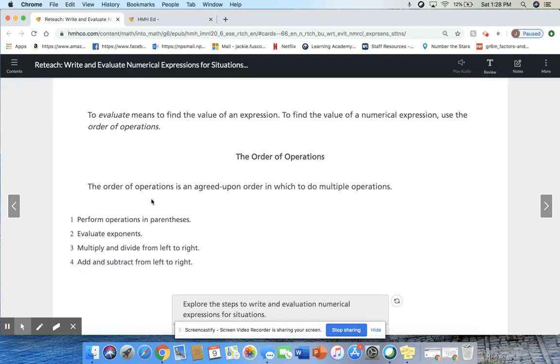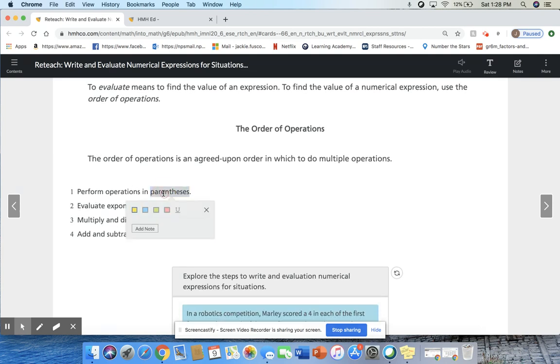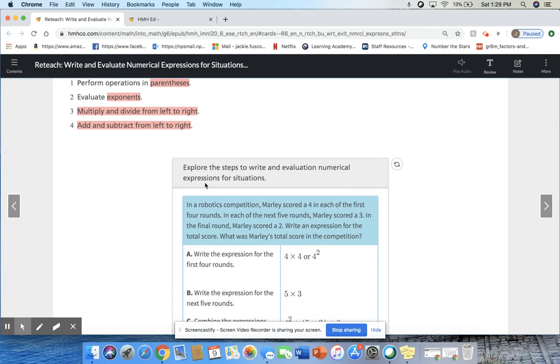So it reminds us here what the order of operations is. 1, parentheses. Then we look at exponents. Then we multiply or divide left to right. And then we add or subtract from left to right. That's our order. Remember PEMDAS? P-E-M-D-A-S. PEMDAS.